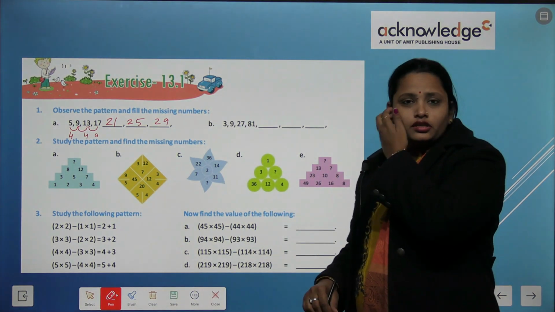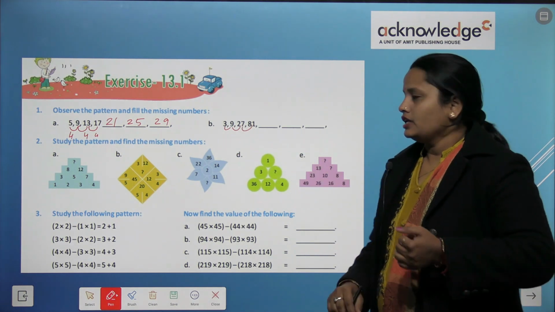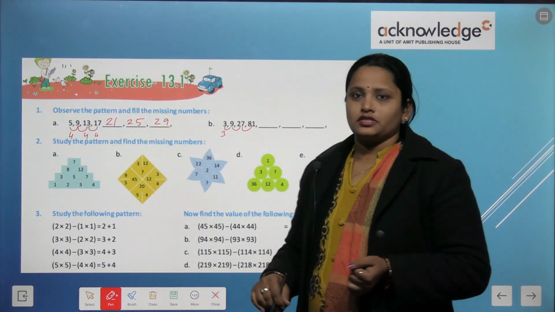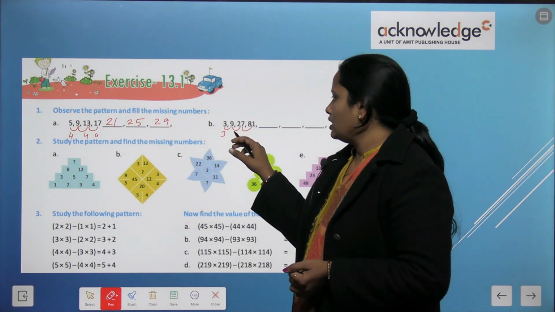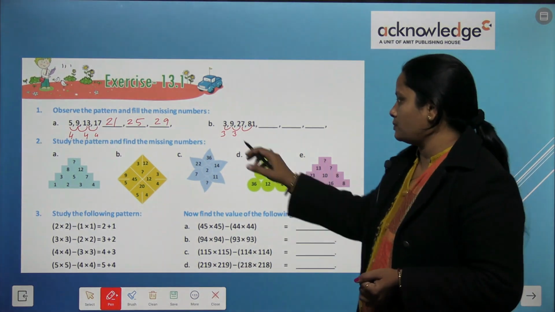Similarly, you have to do the next one. Here you can see what difference is there. यहाँ पे multiplication table है. 3 times 3 is 9. अब 9 times 3 is 27. Multiply करना है.